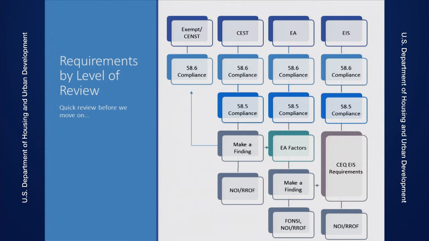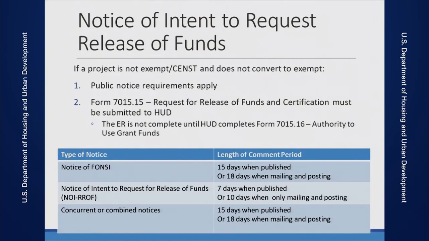Now, before we move on to our next slide, take a moment to note the three levels of review that require public notice and request for release of funds and certification. This is the CEST reviews that do not convert to exempt, as well as all environmental assessments and environmental impact statements. I've referred a few times to giving public notice and submitting Form 7015-15, the request for release of funds. These are those requirements. Public notice may be given either by publishing in a newspaper of general circulation in the affected community or by posting for an extra 3 days in a public building, such as a post office in the project area.